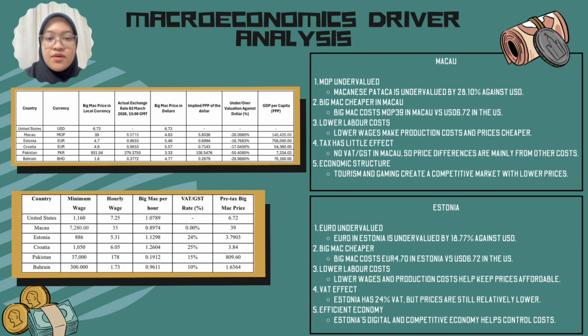Based on PPP analysis, both Macau and Estonia show their currencies are undervalued against the US dollar. In Macau, the currency is undervalued by about 28.1%. A Big Mac costs 39 compared to USD 6.72, mainly due to lower labor costs, no VAT or GST, and a tourism-driven economy. In Estonia, the euro is undervalued by around 18.8%. A Big Mac costs euro 4.7, influenced by lower wages and production costs, although it still has a 24% VAT. Overall, both countries show PPP undervaluation, meaning goods and services are cheaper than in the United States due to differences in cost, wages, and taxation.